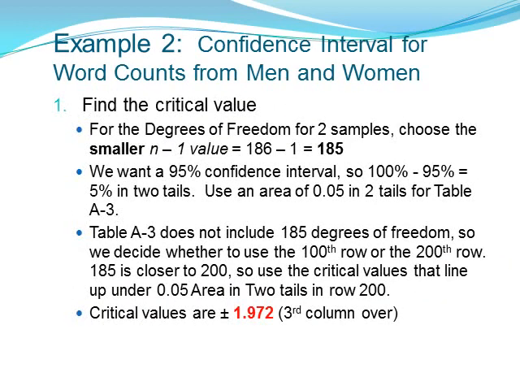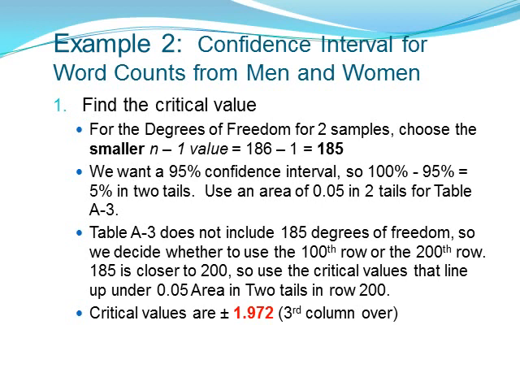Next, we find the critical value. So we have to determine the degrees of freedom, and we still go with the smaller sample size. So we take 186 minus 1 equals 185. And we want a 95% confidence interval, so you always subtract that percentage from 100% to find the area in the two tails. So 100% minus 95% is 5% in two tails.